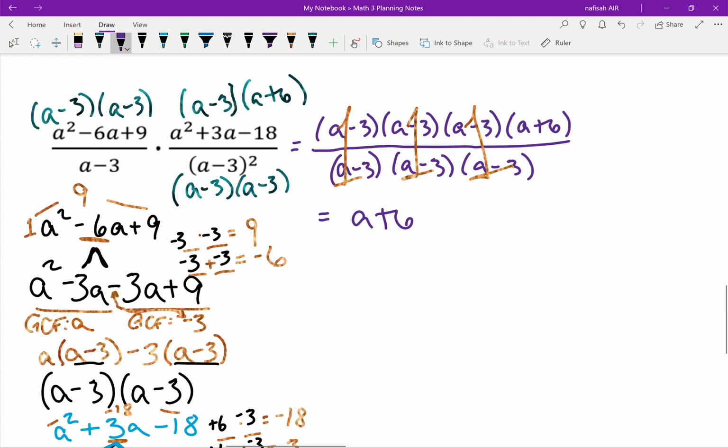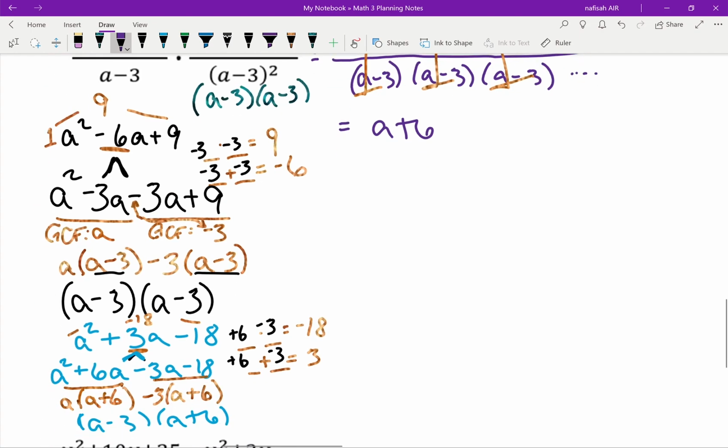Now, there is a case every once in a while where everything turns into a 1. So there could be another a minus 6 down here. If that's the case, then your answer would just be 1 times 1 times 1 times 1. Your answer would just be 1. Don't freak out if everything crosses off.